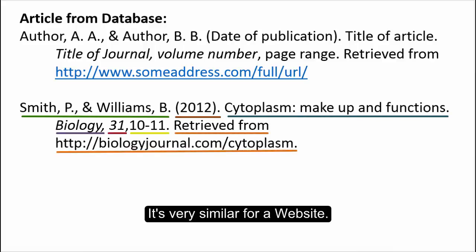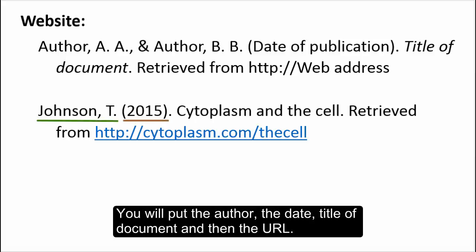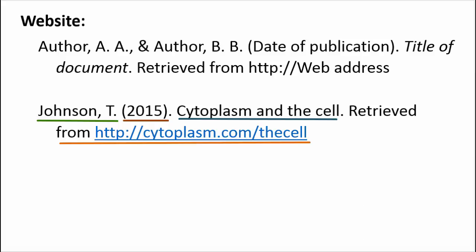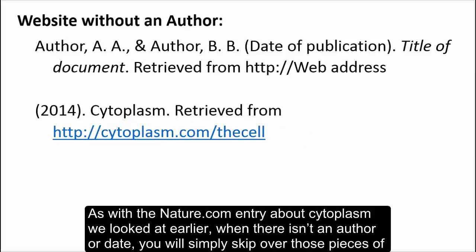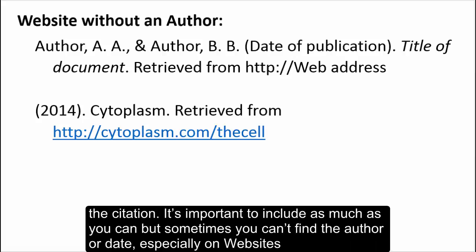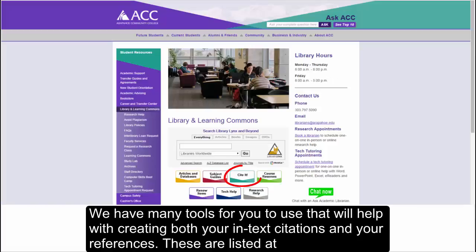It's very similar for a website. You will put the author, the date, title of document, and then the URL. As with the Nature.com entry about cytoplasm that we looked at earlier, there wasn't an author or date, so you will simply skip over this piece of information. It's important to include as much as you can, but sometimes you can't find the author or date, especially on websites. We have many tools for you to use that will help with creating both your in-text citations and references.